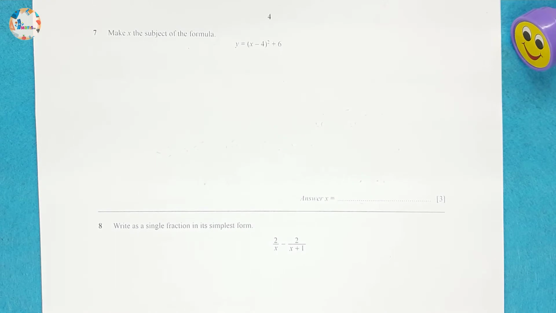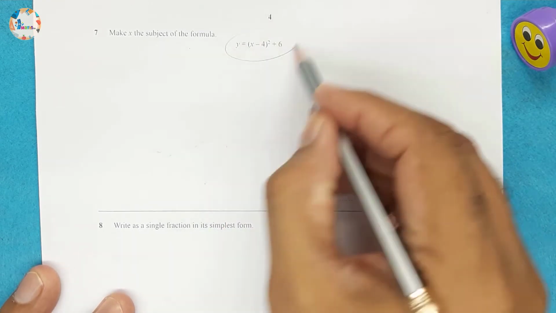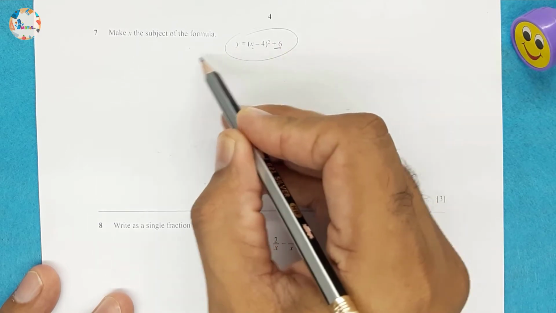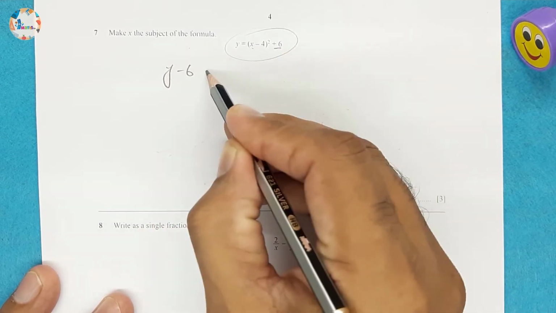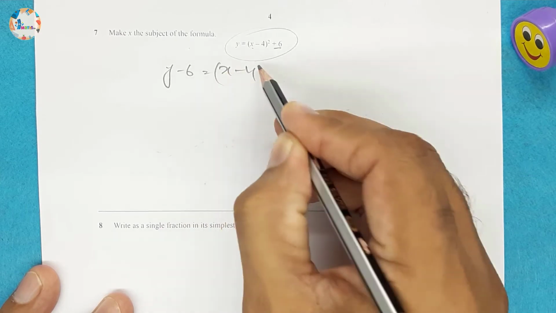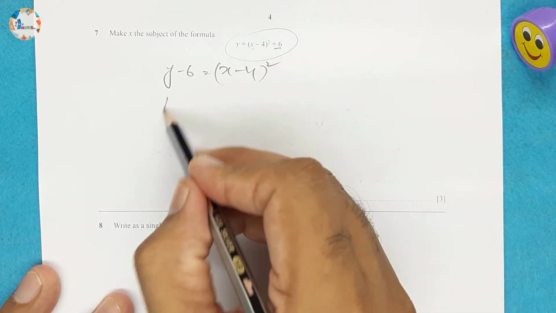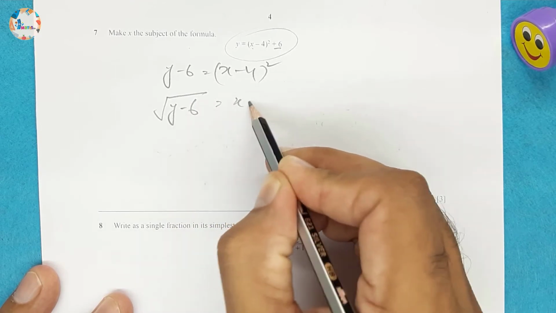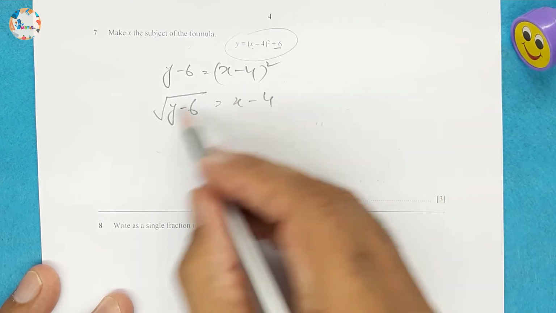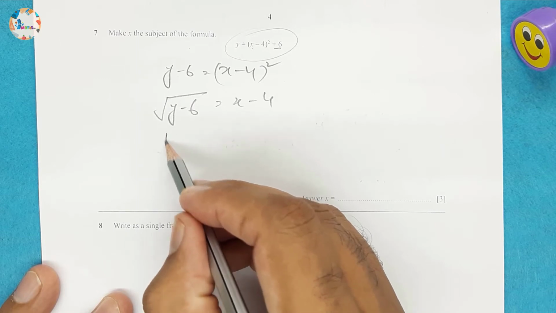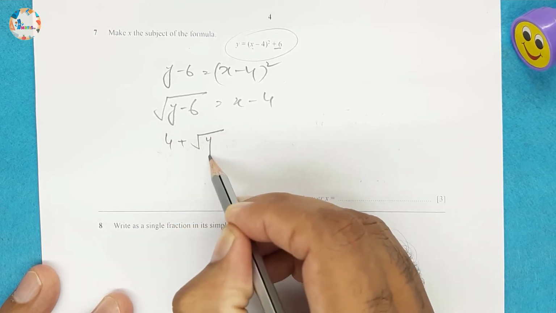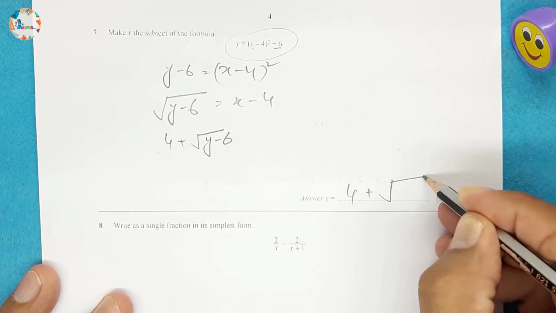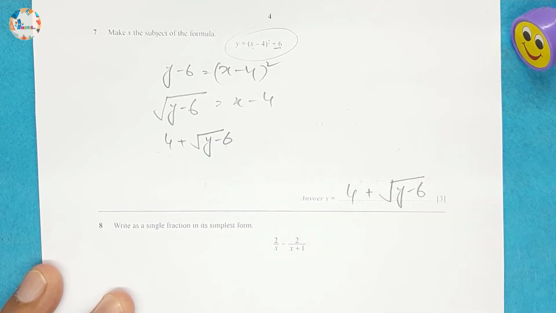Question number 7, we have to make x the subject in this given formula. So x is over here, so we will first shift this plus 6 to the other side. So y minus 6 is equal to x minus 4 whole squared. Then to get rid of the square we will take the square root. So square root of y minus 6 is equal to x minus 4. So now we can shift the 4 to this side. So 4 plus square root of y minus 6. This will be our final answer for this part.